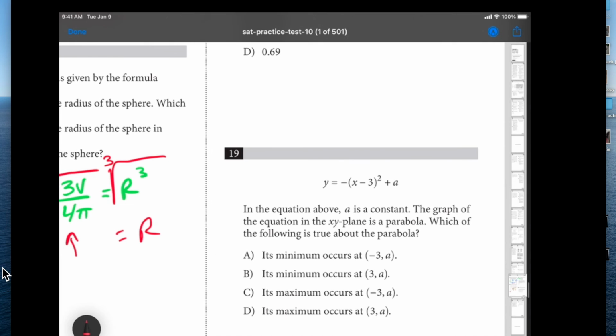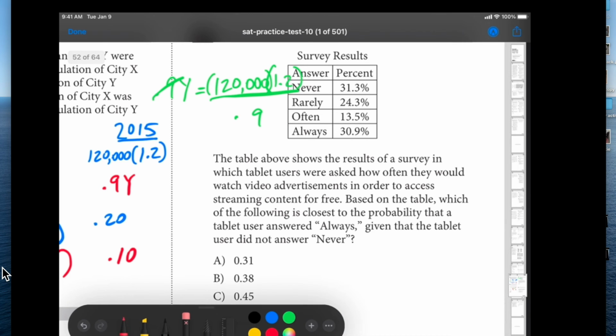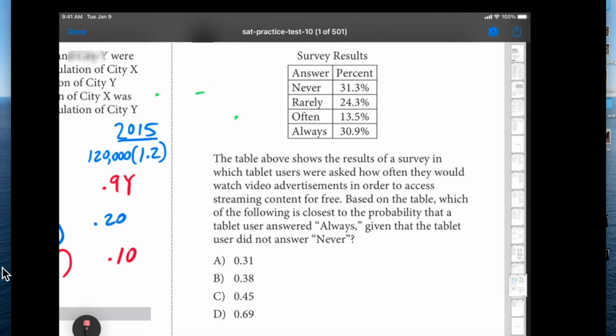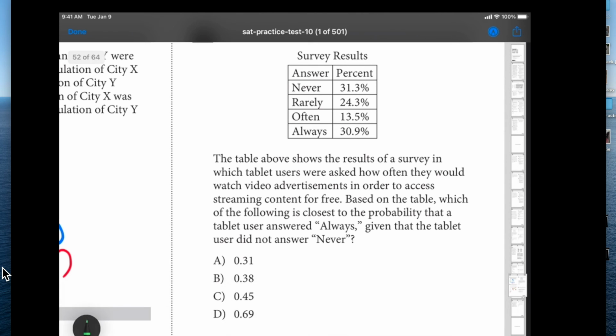Now on 18. Okay, what's going on here? This is a probability problem, and when you have probability problems, it's important to really isolate the following: the number of quote-unquote successes over the total possibilities. I'm going to keep that in mind as I read through this problem.